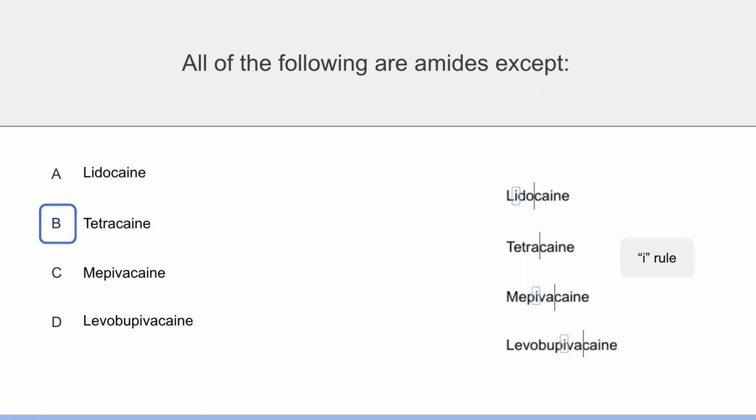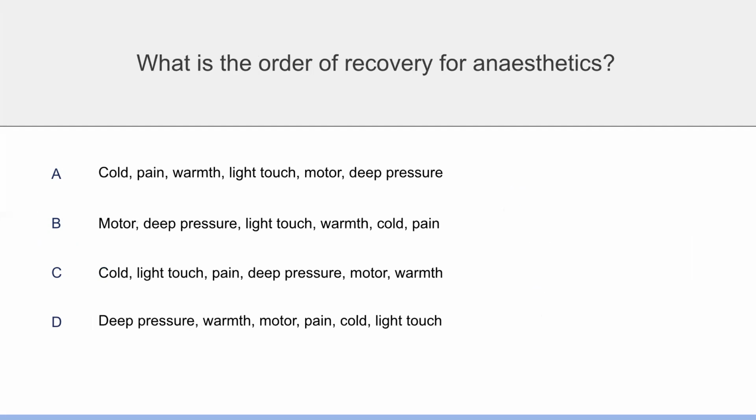Yeah, so there's this rule that Richard mentioned, and he says it's not 100% reliable, but it's better than memorizing. So if you look before the "caine" part of the anesthetic name, if it has an I, then it's an amide. If not, like tetracaine, then it's an ester. Again, I'm not sure how reliable it is, but it's worked so far for me. Next question.